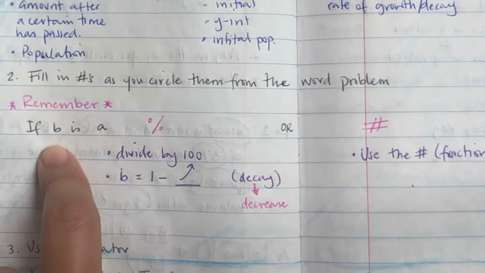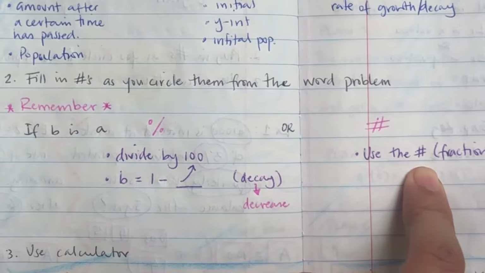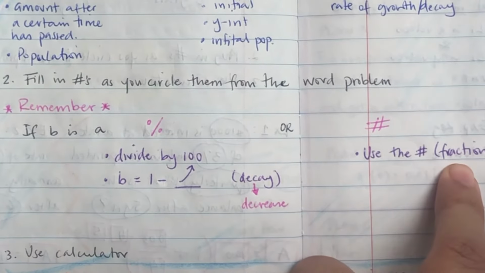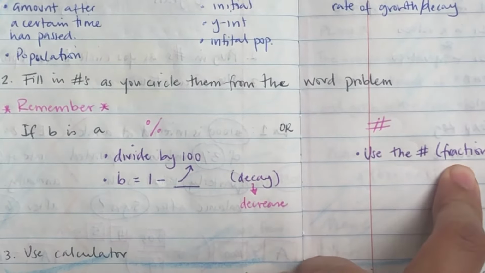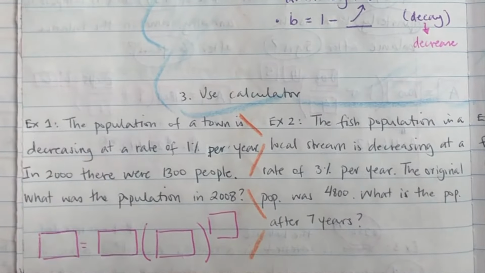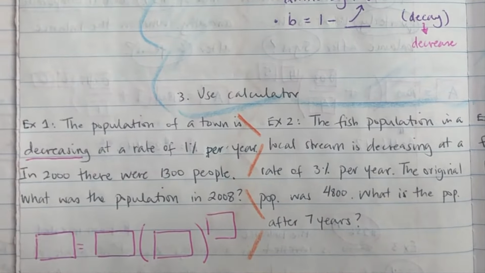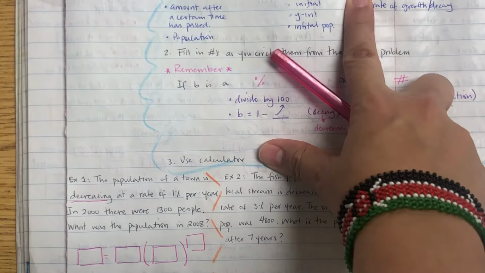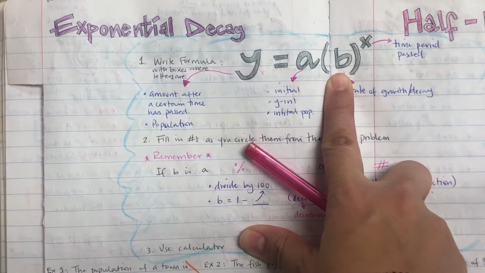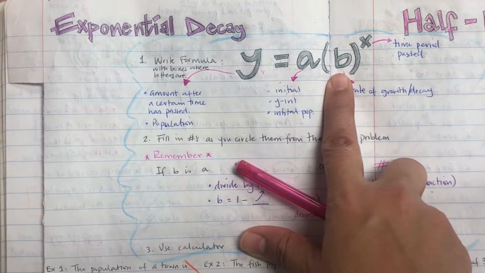When you get for B, remember if it's a percent, you follow the steps. If it's a number, you just use the number. If it's decay, it's going to be a fraction. If it's growth, it's a number that's greater than 1. Okay, so the population of a town is decreasing, and this is how you know that it's decay. So if it's decreasing, you know that the number, the growth right here, has to be a number that is less than 1. It has to be a fraction. If it's increasing, it's a number bigger than 1.